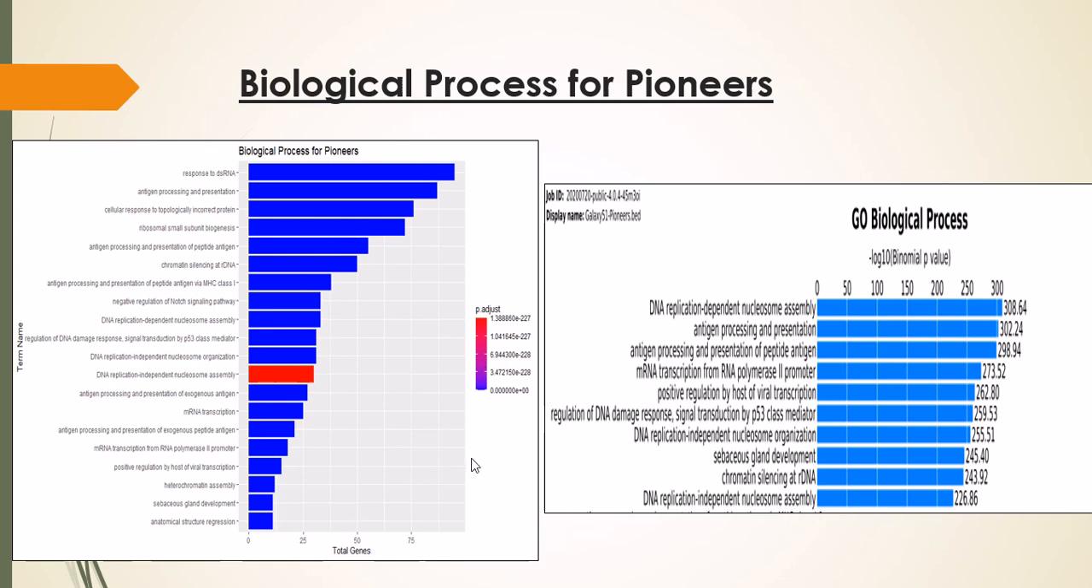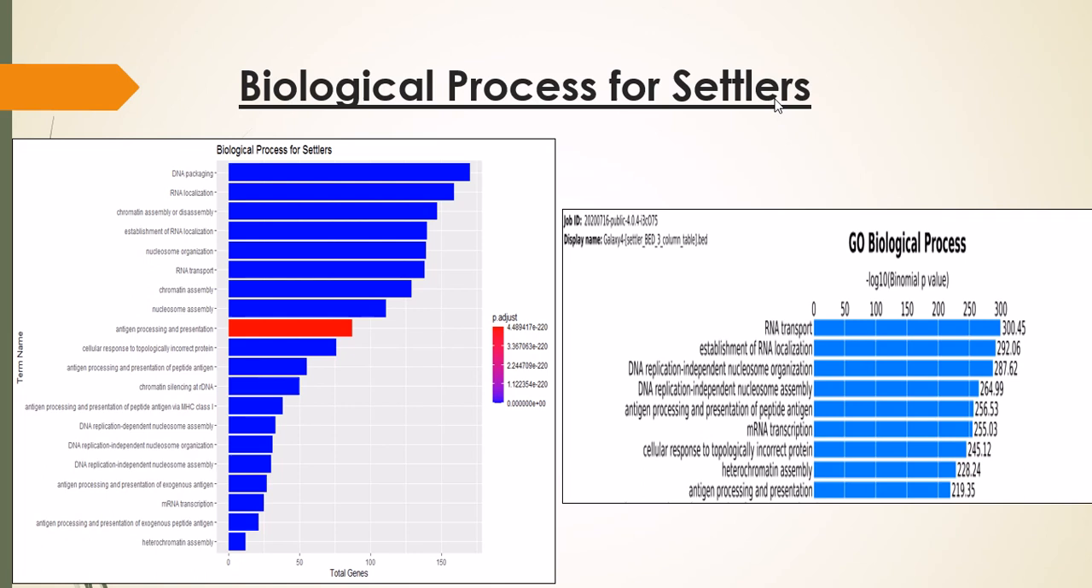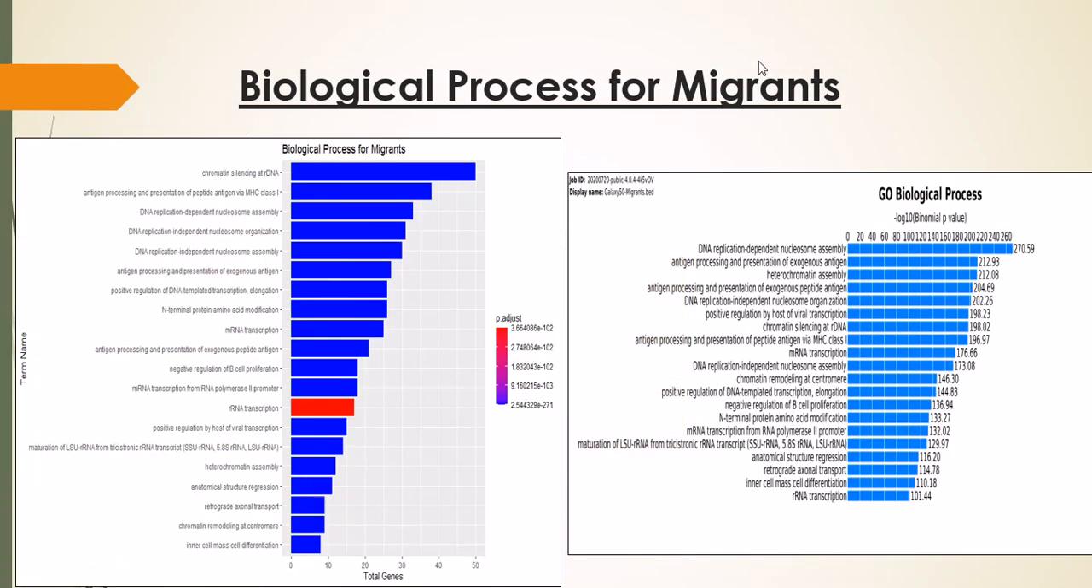The first plot is made using RStudio and the second plot is obtained from the Galaxy server. It is clearly seen that in response to dsRNA, most of the genes are involved. In case of settlers, most of the genes are involved in DNA packaging. And in case of migrants, most of the genes were involved in chromatin silencing at rDNA. Similar plots were also made for the molecular functions and the cellular components.